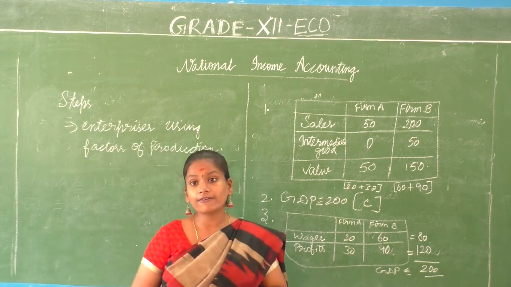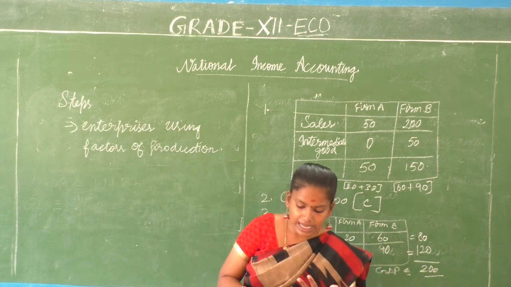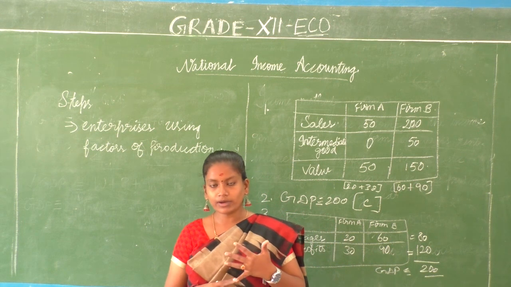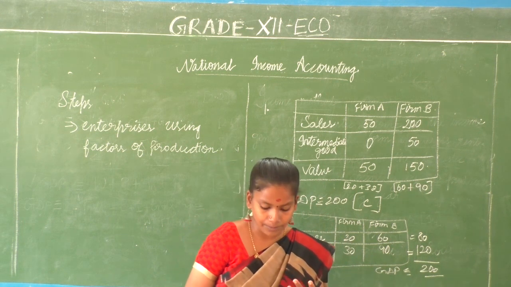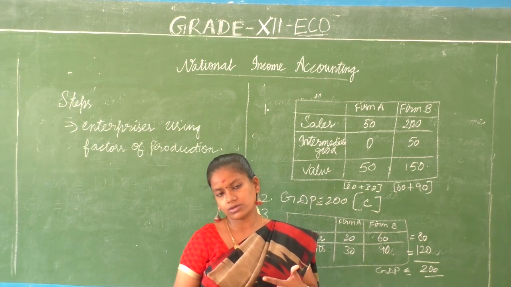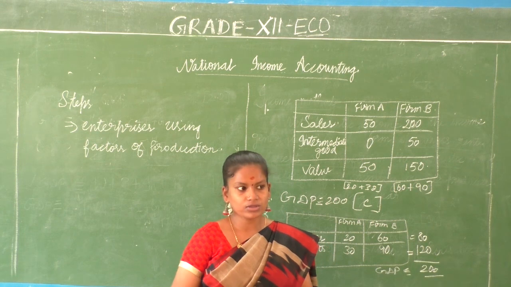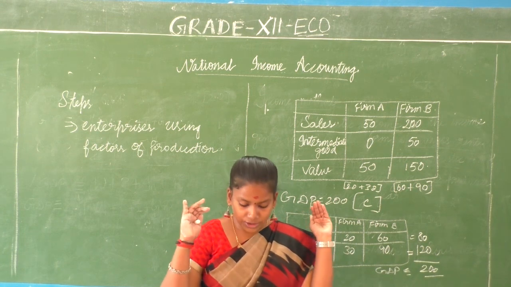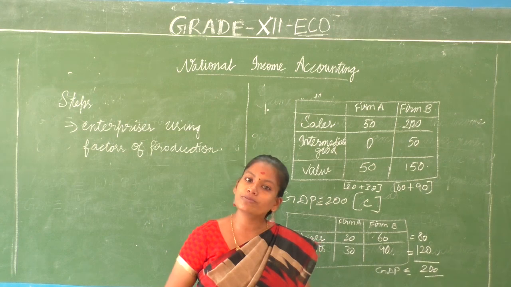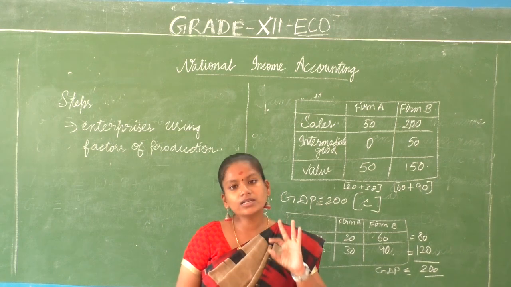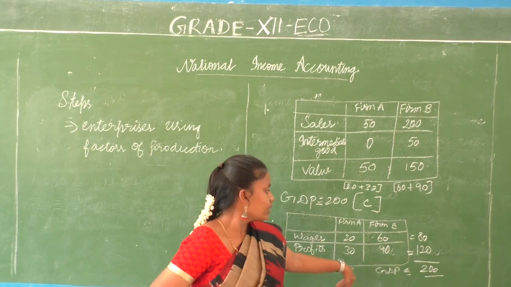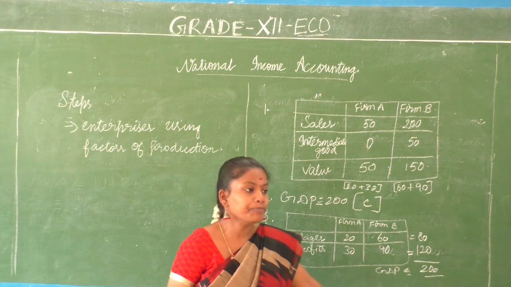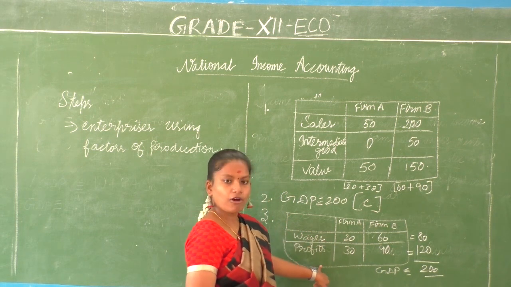What are the precautions, or the things that you cannot add here? Only productive service should be added. For example, you cannot add pension, old age pension cannot be added as income, and unemployment allowance also cannot be added as income because you are not working there. In both cases you are not working. So some productive service should be rendered. Only then is it considered income, and only that can be taken into GDP. Here you have taken only wages and profits.